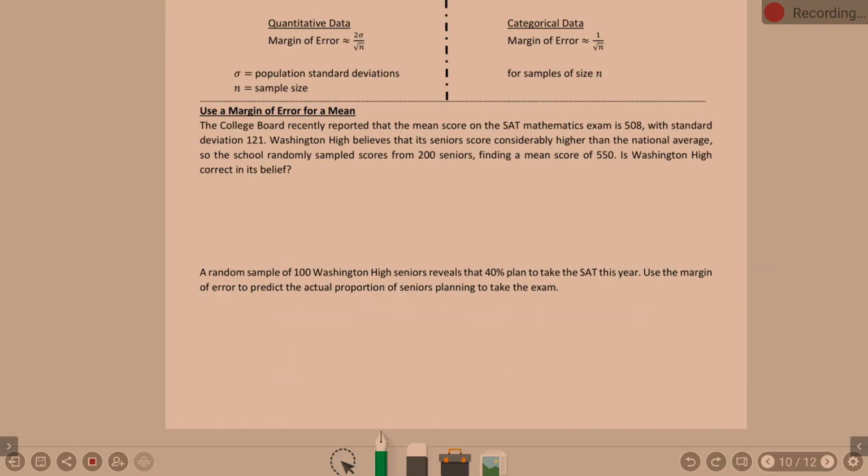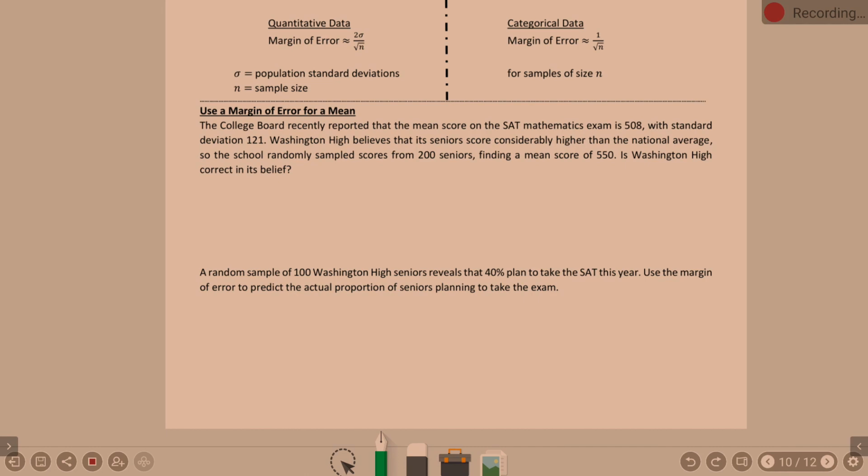The College Board recently reported that the mean score on the SAT mathematics exam is 508, with standard deviation 121. Washington High believes that its seniors score considerably higher than the national average, so the school randomly sampled scores from 200 seniors, finding a mean score of 550. Is Washington High correct in its belief? Yes. I have to find that out first.